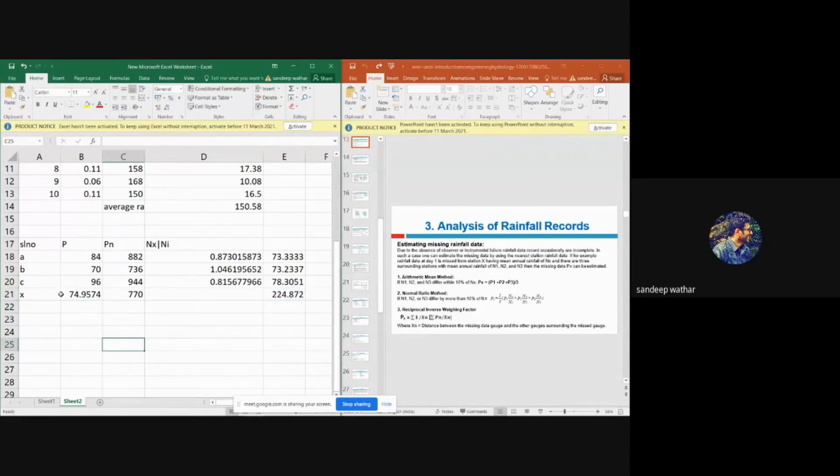Okay. So the rainfall value of this missing rain gauge station is 74.9574. So this is the value. Okay. I hope this was clear. So if you have any doubt, you can ask me in solving this. This is simple. Okay. There are formulas. Use those formulas and calculate how much is the missing value. Okay. So I hope this is clear.